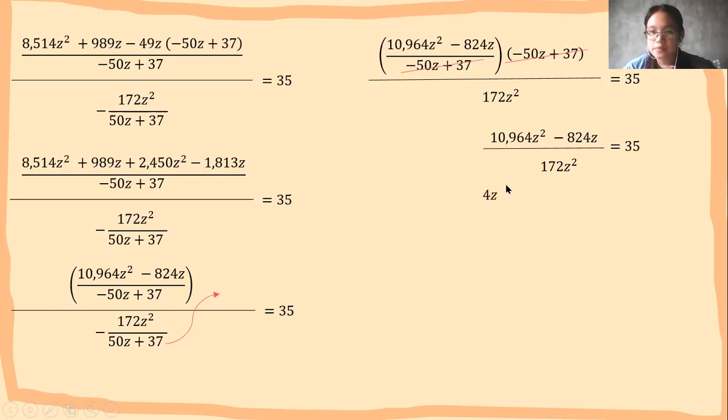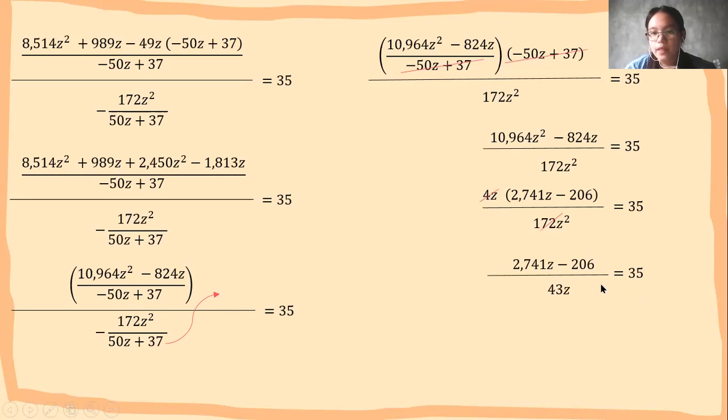Then, the next step is let's factor the numerator. So we have 4z. Then 10,964z squared divided by 4z, we have 2,741z. Then 824z divided by 4z, we have negative 206, over 172z squared is equal to 35. So we can cancel the 4 here, or we can reduce them to the lowest terms. So let's divide 172z squared by 4z. So we have 43z is equal to 35. Then let's multiply the 43z to the right side.